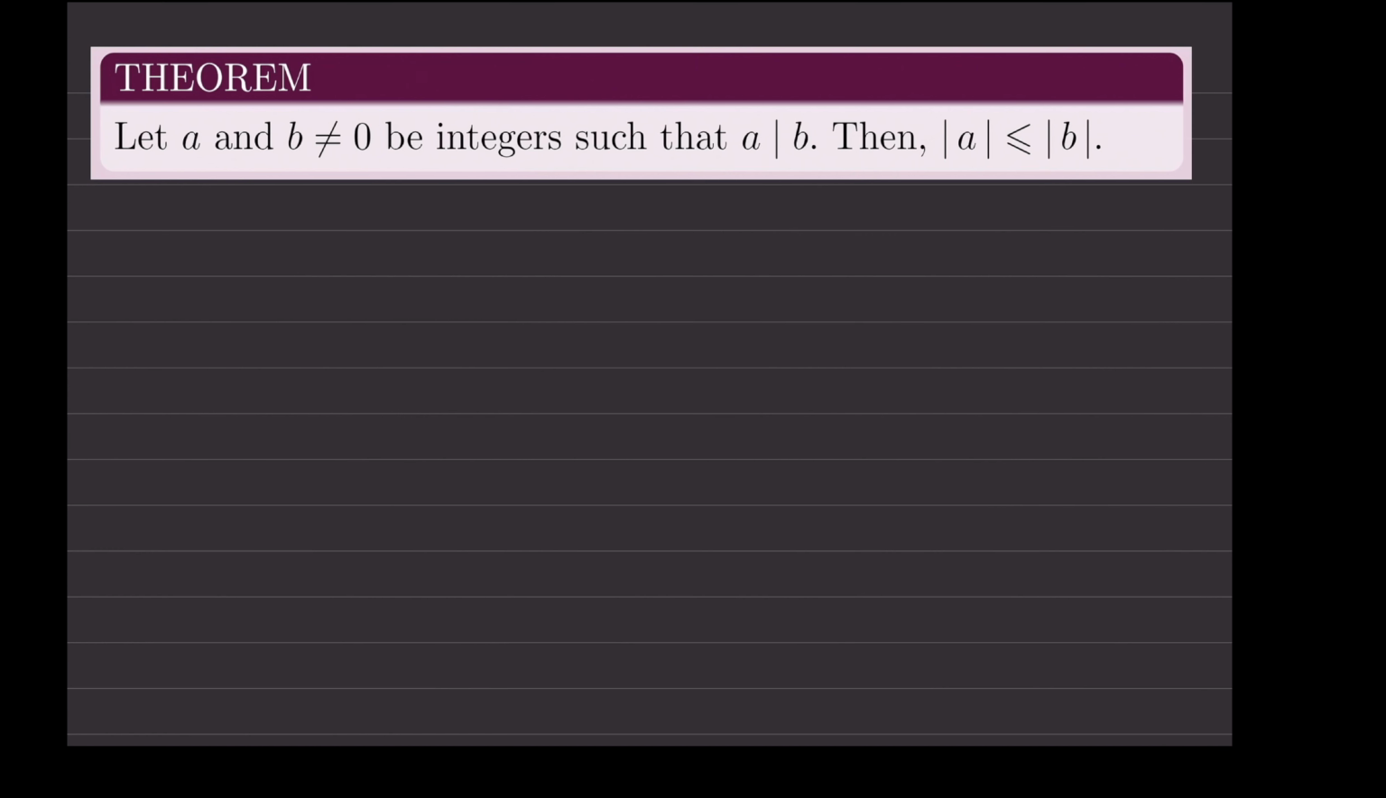Okay, so here we know that A divides B. So what is the meaning of this? This means that there exists a Q in Z such that the number on the right, B, is equal to the number on the left, A, multiplied by that Q. Okay, this is what I get from this assumption.